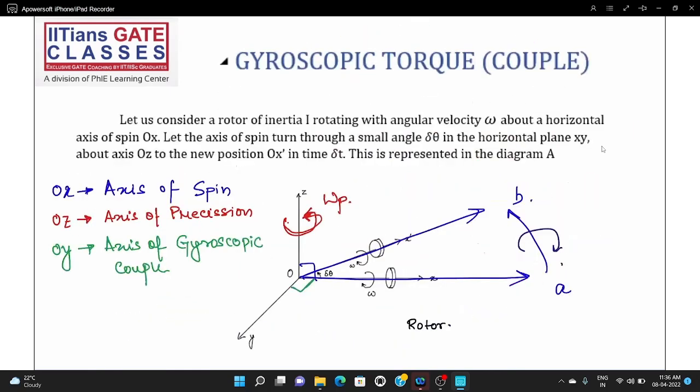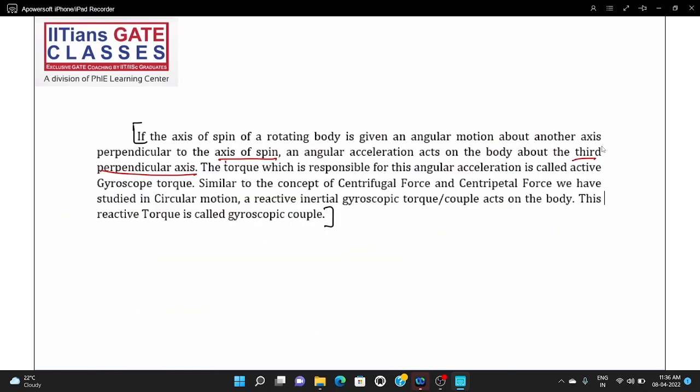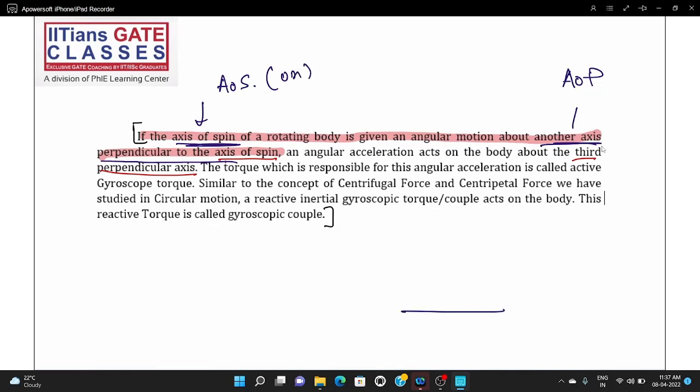But before that, let us go back to the definition and try to understand what it says. If the axis of spin of a rotating body is given an angular acceleration about another axis perpendicular to the axis of spin, right? So there is an axis of spin, and this axis of spin is given an angular motion about another axis perpendicular to it. This is the axis of precession, and this is the axis of spin, OX, as you see in the diagram, the axis in which the rotor was rotating.